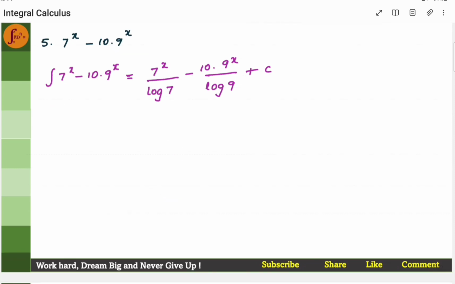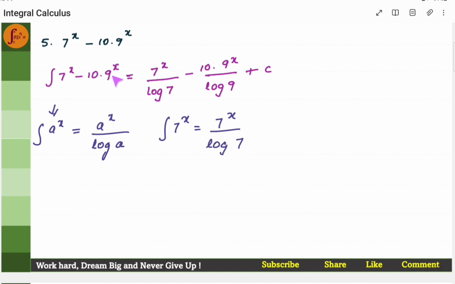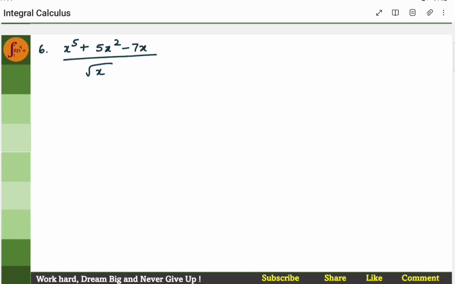So here's another problem. 7 to the power x minus 10 into 9 to the power x. This is of the form a to the power x. And what is the integral of a to the power x? It is a to the power x by log a. So we have the integral of 7 to the power x, which will be 7 to the power x by log 7. Similarly, this is also the same, a to the power x form. So I'll put 10 outside, and then I have 9 to the power x by log 9, and then finally put the constant.